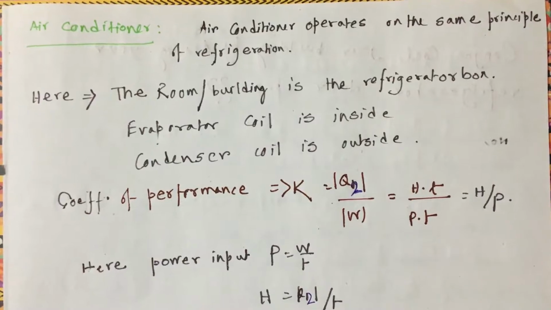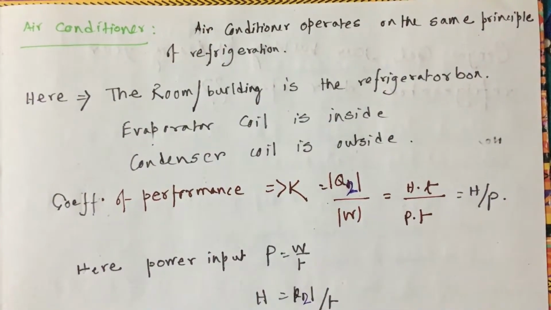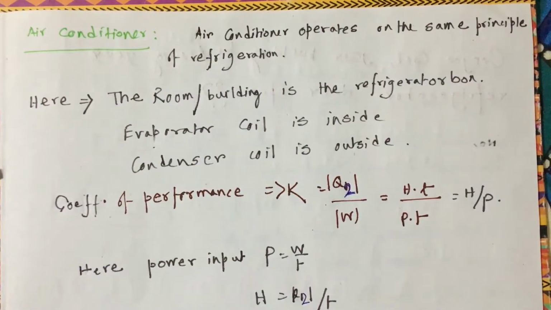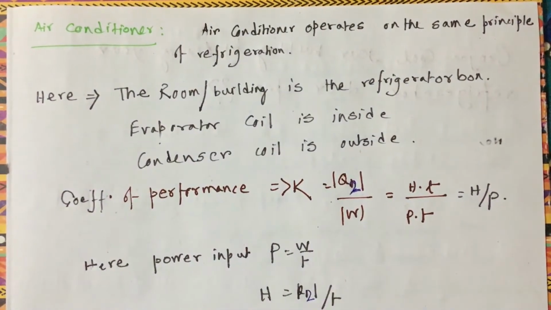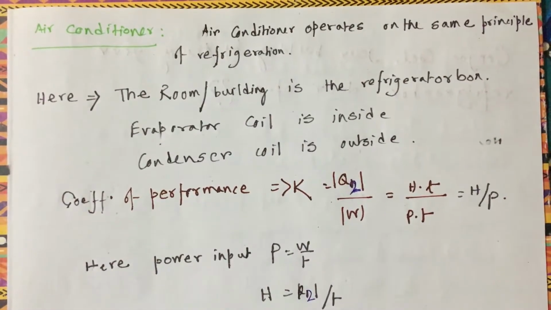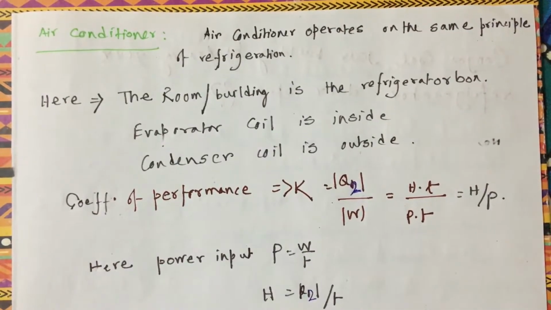Now let's think of air conditioners. Air conditioners operate on the same principle of refrigeration, but in this case the refrigerator box is the entire building or the room. The evaporator coil is kept inside and the condenser coil is kept outside. Now for large installations, the condenser coils are often cooled off by water.